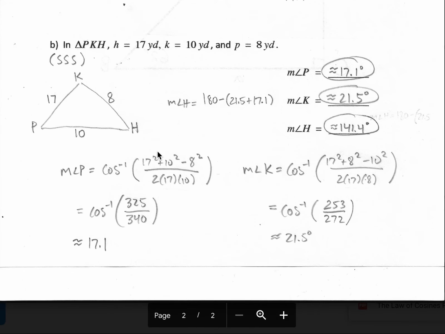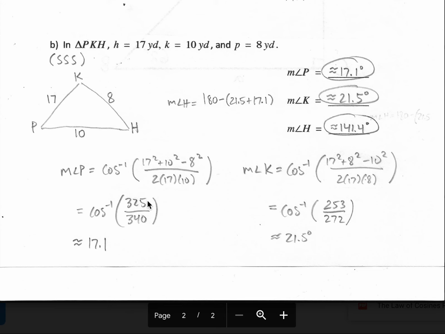All right, so again, I'm solving for angle P. I'm going to take the inverse cosine. I'm going to take the square of the two side lengths closest to my angle. I'm going to add those squares together. So 17 squared plus 10 squared, and then I'm going to subtract the square of that side that's farthest away or opposite. I get about 325.